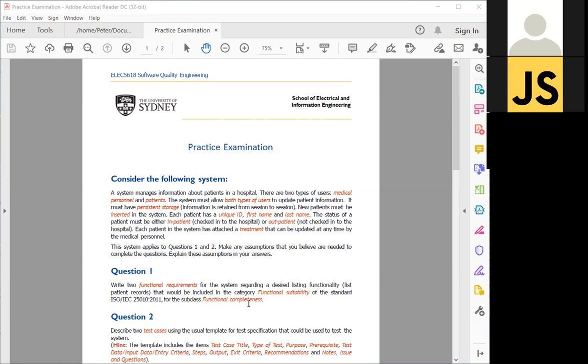And then the question further says you need to take into consideration the 25010 standard. So as such, when you're talking about functional requirements, or you're trying to look at the functional suitability of the particular system you have, you need to relate it to what the functional requirement is in this particular standard. So in a nutshell, when talking about the functional requirement, see how you can relate it to this particular standard, taking into consideration the patient records, which include unique ID, first name, and last name.